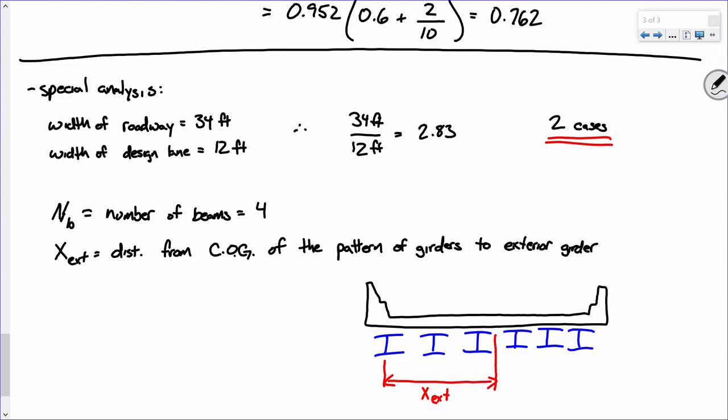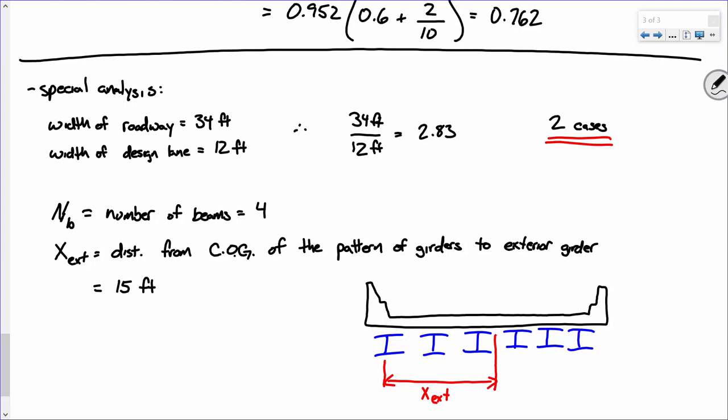$15.7. Well, go back to this bridge. How many beams are there? 4. And how far are they spaced apart? 10 feet. So think about outside to outside. That would be 30. So what's from the center to the edge? 15. Make sense? So 15 feet. Not too bad, right? That's simple.